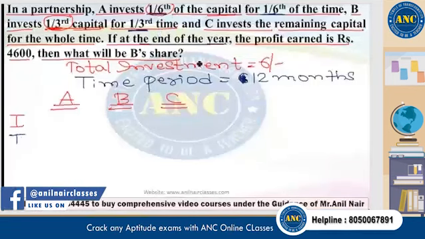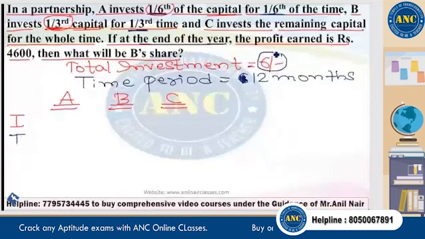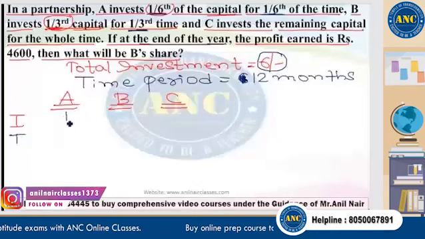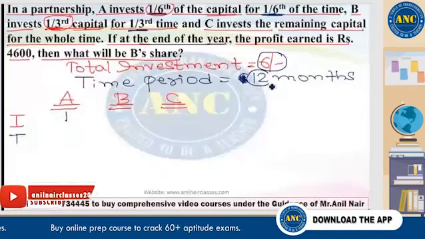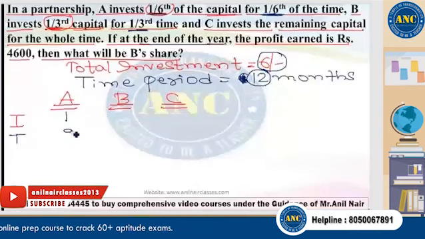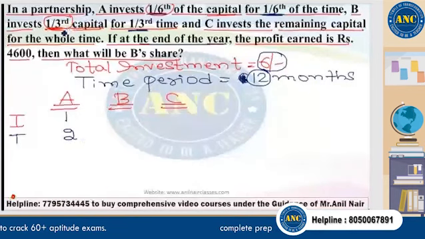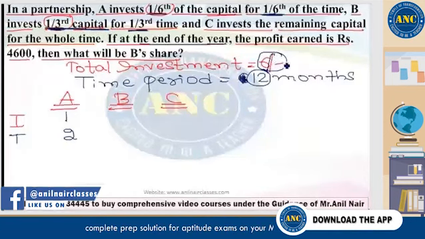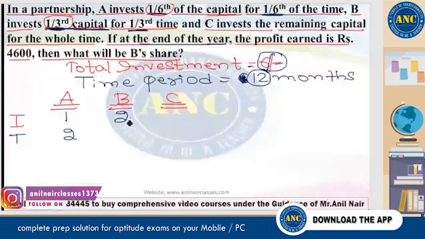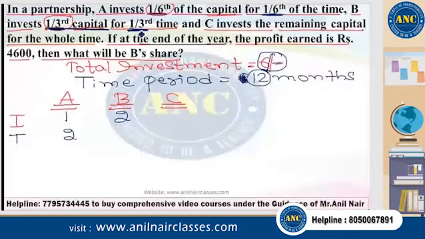Read the first statement. A invests 1/6 of the capital. What is 1/6 of 6? 1/6 of 6 is 1 rupee, for 1/6 of the time. Time is 12 months. What is 1/6 of 12 months? It is 2 months. B invests 1/3 of the capital. What is 1/3 of 6 rupees? It is nothing but 2 rupees, for 1/3 of the time. 1/3 of 12 months is nothing but how much?